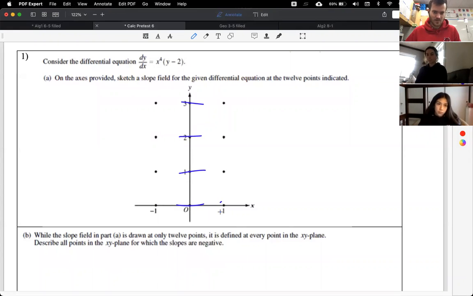So whenever I have a y coordinate of 0, 0 minus 2 is a slope of -2, -2. Whenever I have a y coordinate of 1, 1 minus 2 is -1. So I have a slope of -1, -1, -1. And then at 2, I have a slope of 0, and then finally a slope of 1.